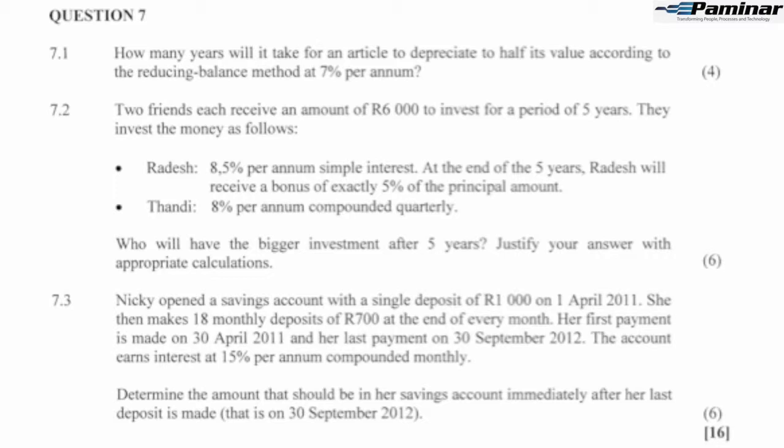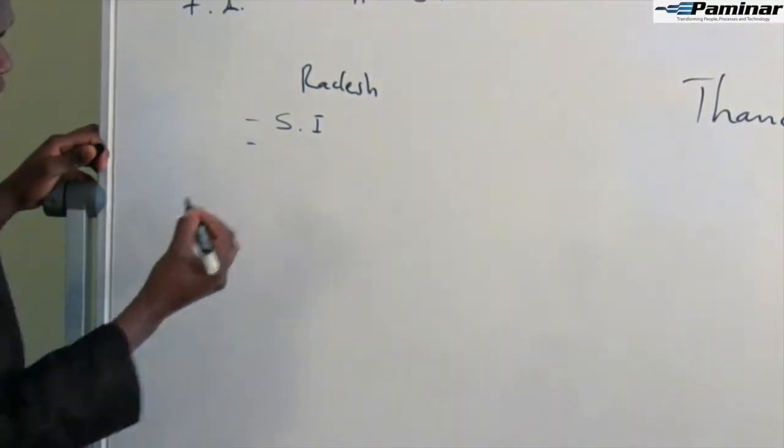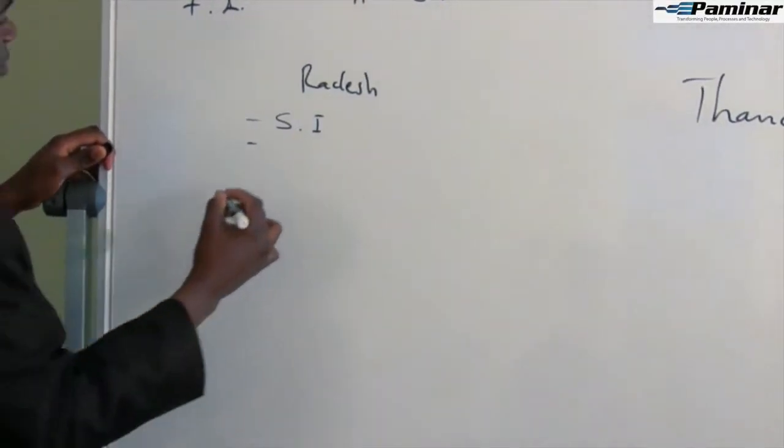All right. And then they invest the amount of money as follows. We are given 2 people, Rajesh and Tandy. Now, after they've been given money for 5 years, this is how they invested. Rajesh invested at 8.5% per annum, simple interest. So this one is simple interest. Let me just say SI.